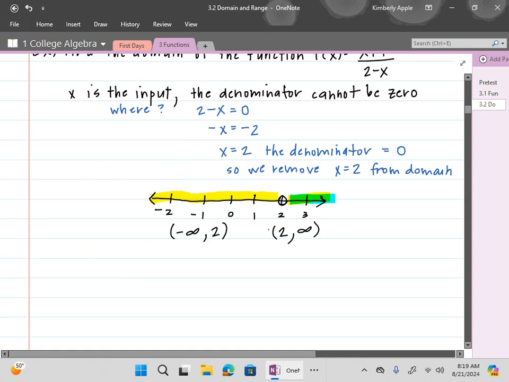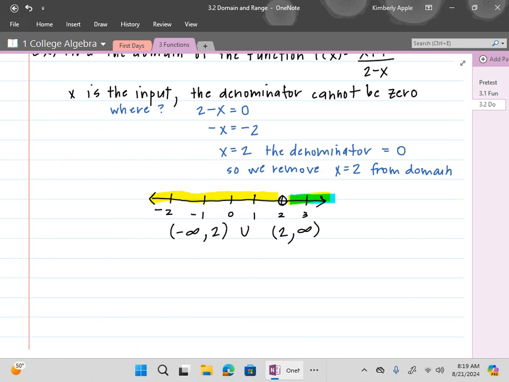Because these two separate pieces are part of the same answer, I'm going to denote that they are stuck together using this symbol. This means union. It means the union of two sets, which is exactly what we've got here.